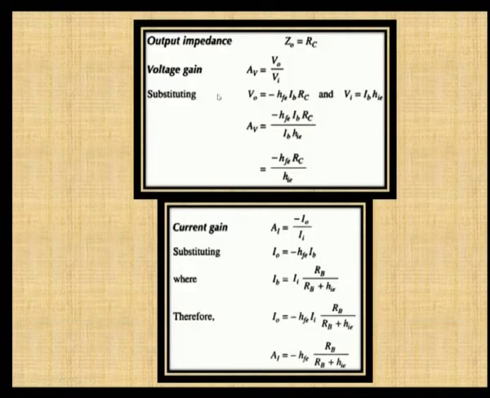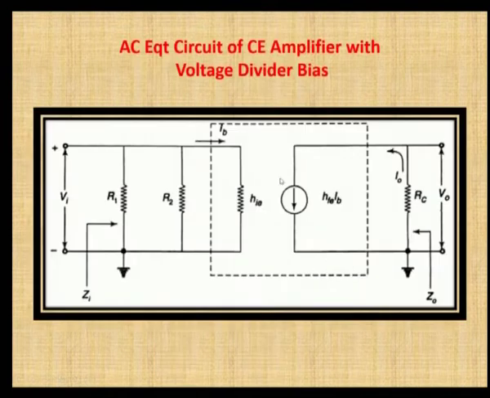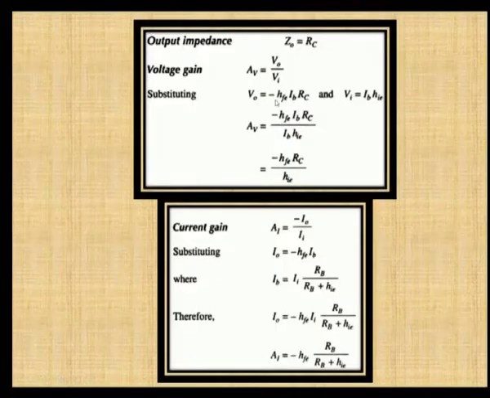And what is the voltage gain? The voltage gain is given as V0 by Vi, the output voltage by the input voltage, and V0 is given as the current into the resistance. The product of the current and the resistance is the output voltage, but the polarity is reversed. Here this current is away from this node. So, you have to include the negative sign in the equation: minus HFE IB, this is the current term, and this is the resistance RC, the current flowing through the resistance RC.